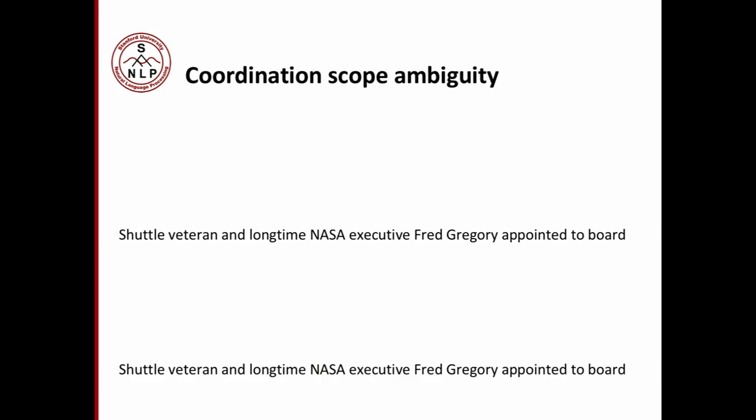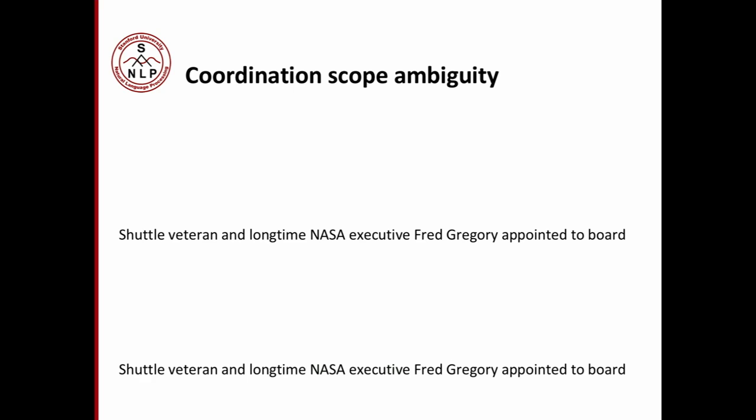Okay, "Shuttle veteran and longtime NASA executive Fred Gregory appointed to board." Why is this sentence ambiguous? What are the different readings of this sentence? Yeah? The veteran and Gregory are being appointed to the board, or Gregory is the veteran? Okay, great answer. So yeah, there are 2 possibilities, right?